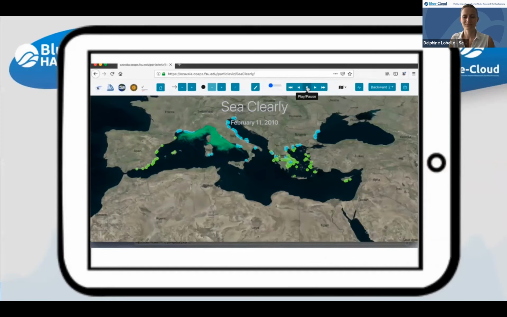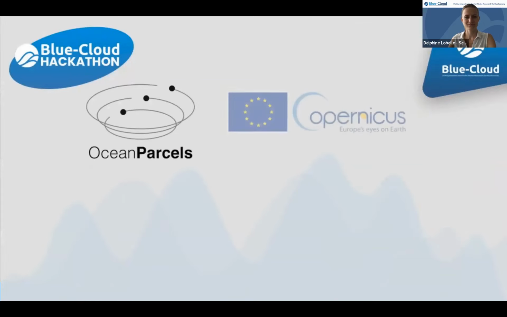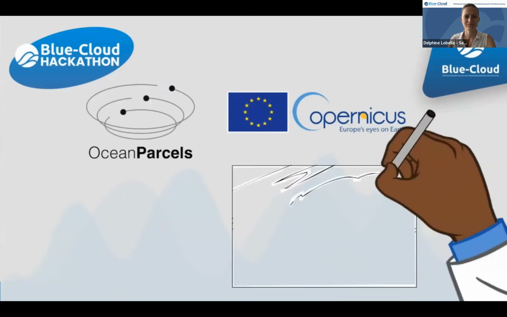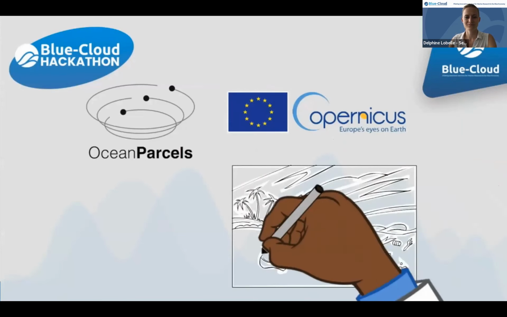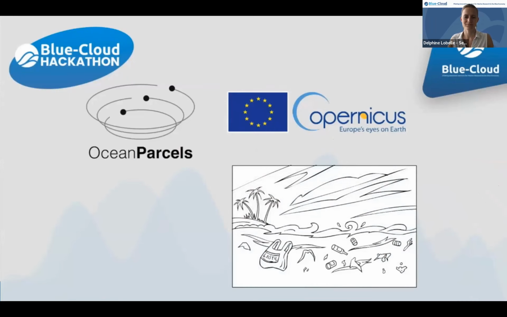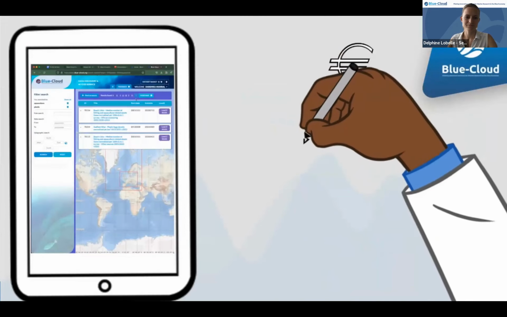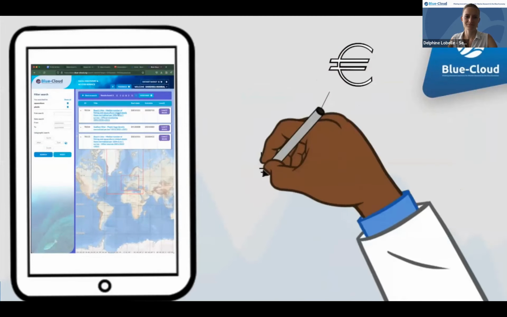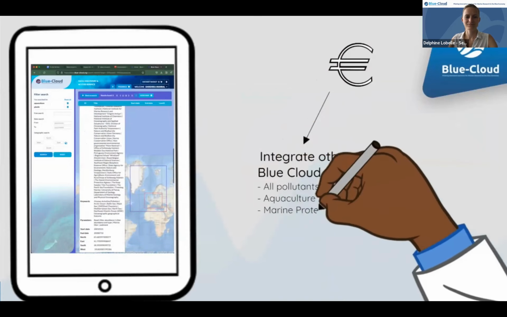In a Jupyter notebook on the Blue Cloud, we combined an open access Lagrangian framework called ocean particles with ocean currents from seamounts and released virtual particles of one pollutant, microplastic, from one origin, the coasts or the aquaculture farms. With an extra €25,000, we will integrate other Blue Cloud data, including all pollutants and aquaculture farms, marine protected areas, and even winds and waves to simulate storms.